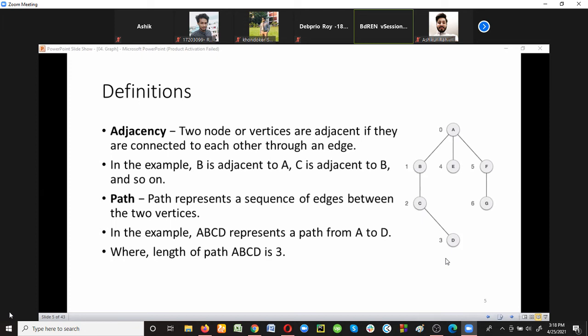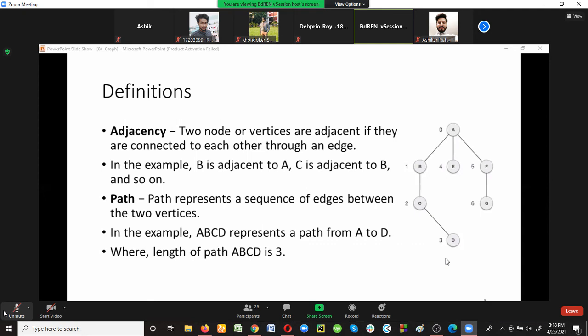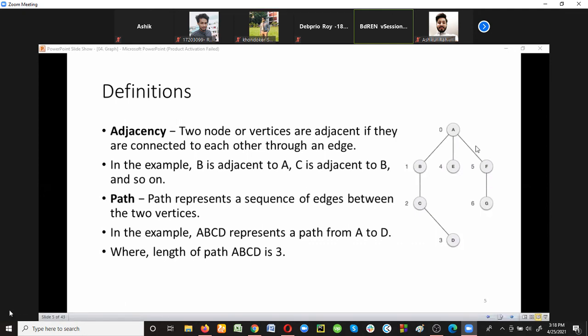So what is path sequence? What is the path sequence of A and G? The path sequence is A, F and G, right? So how can we define the path sequence? Suppose this is our source node A and this is our destination node. Now we have to find out how we can travel from node A to G. There is only one way, right?